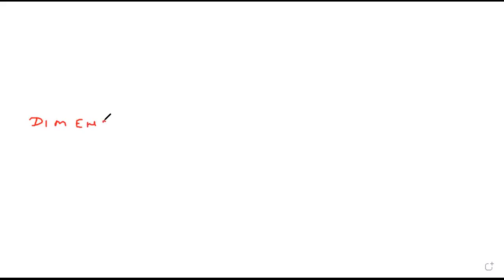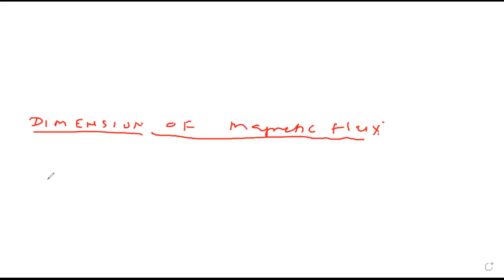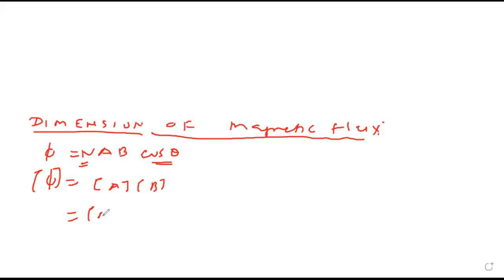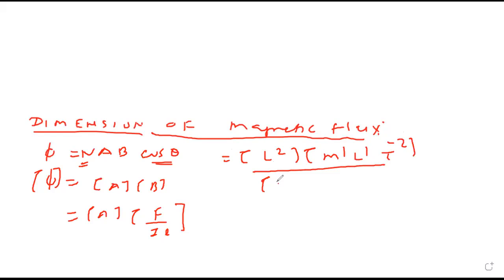How to get the dimension of magnetic flux? See, we got flux as N A B cos theta. Area, number of turns and cos theta have no dimension, so this will be the dimension of A into B. B I can write as F upon I L. I thought of this because I know the dimension of force. So area is L squared, F is M L T to the minus 2, current I is A and length is L. So we get M L squared T to the minus 2 A to the minus 1 as the dimension of magnetic flux.